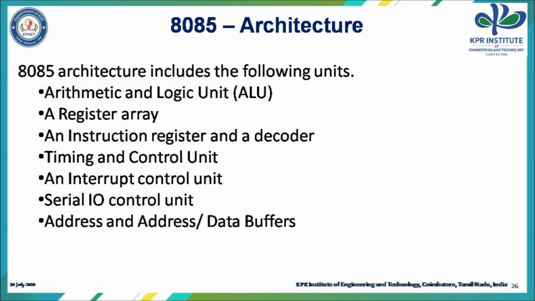Internal building blocks of 8085 processor. So this 8085 architecture includes arithmetic logic unit, register array, instruction registers, instruction decoders, timing and control units, interrupt control unit, then serial IO control unit, then address and address bar data buffers. So now let us see about these blocks in detail.